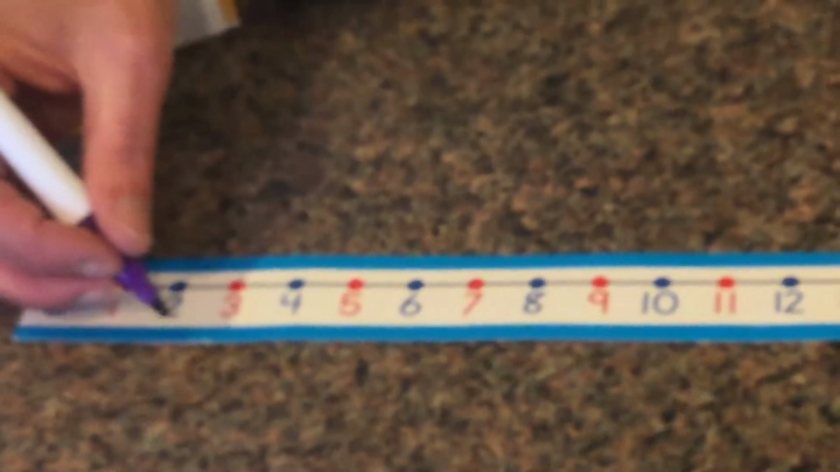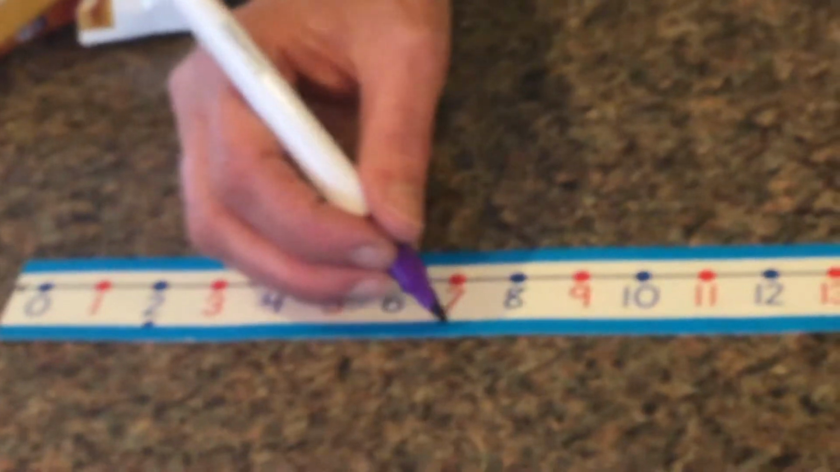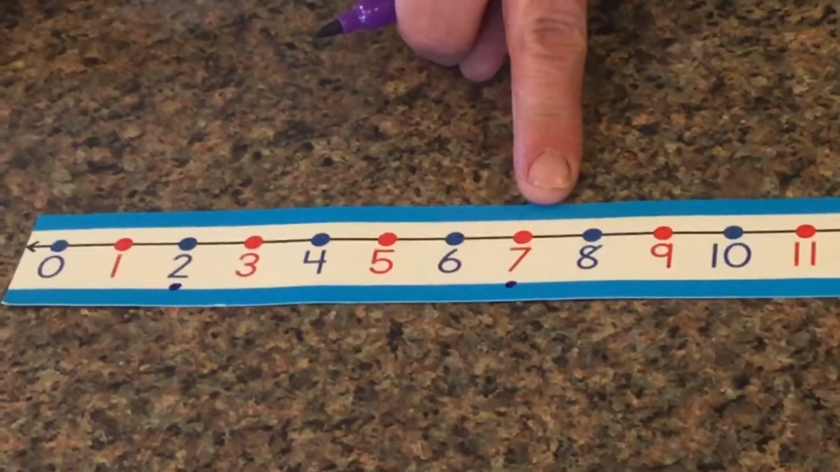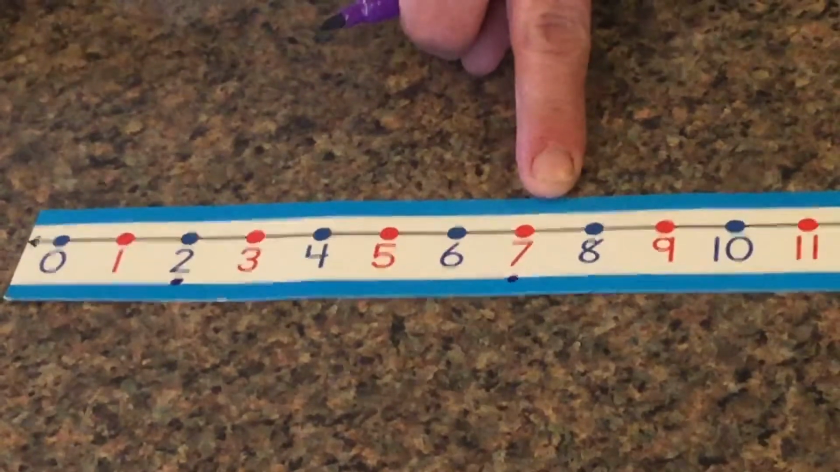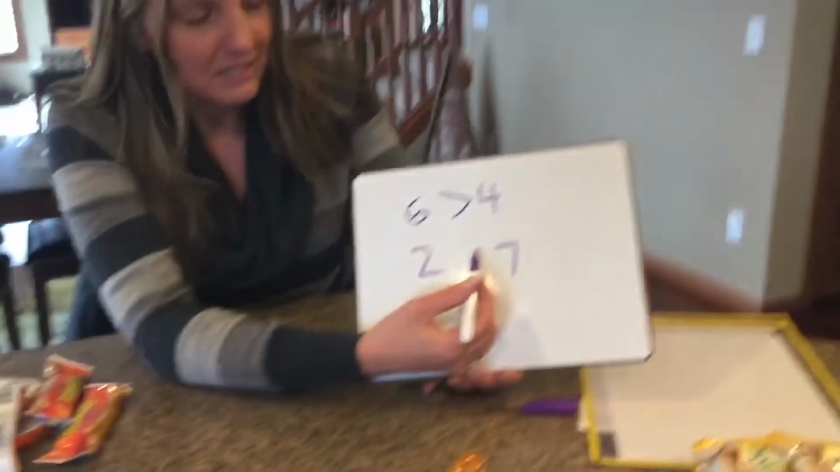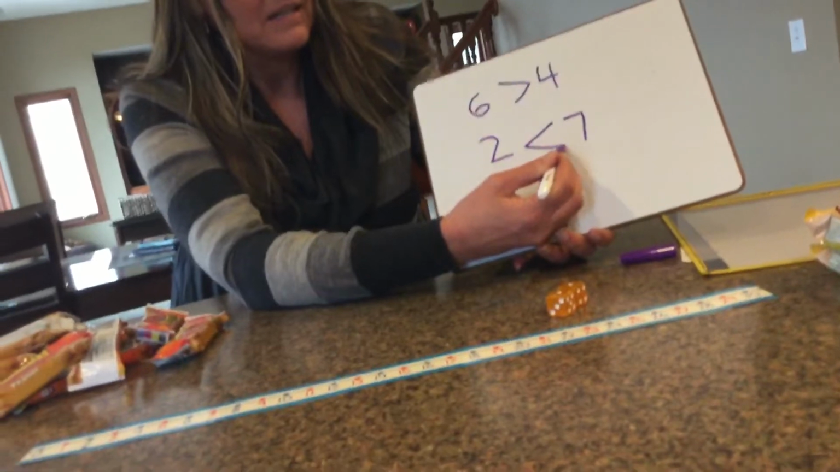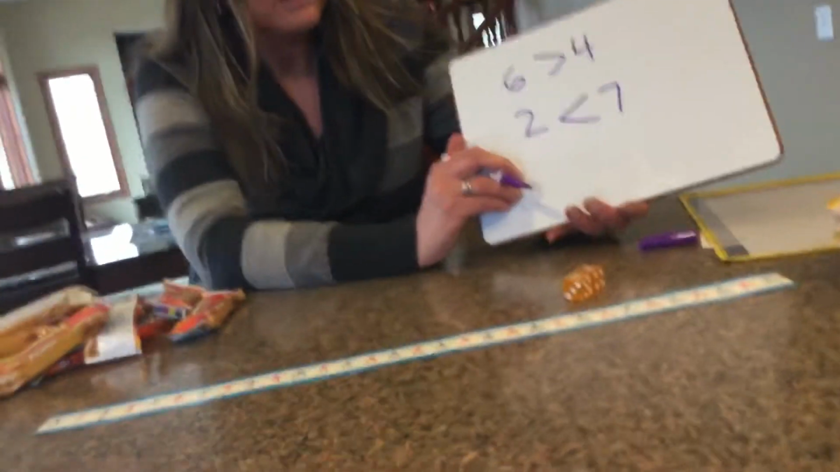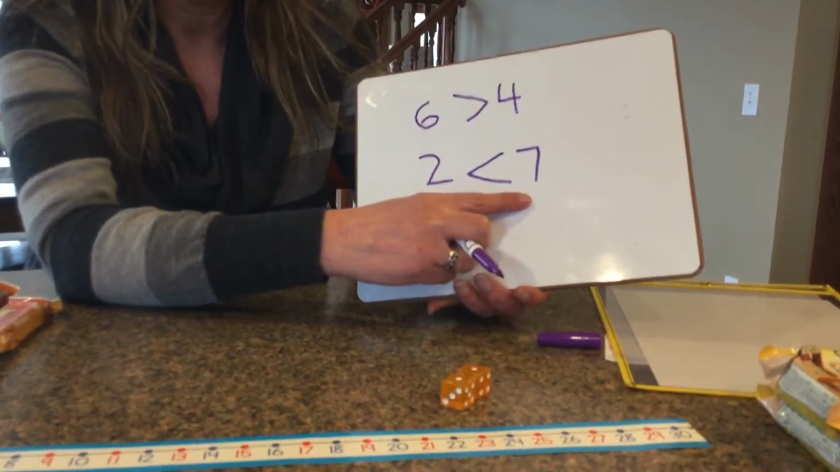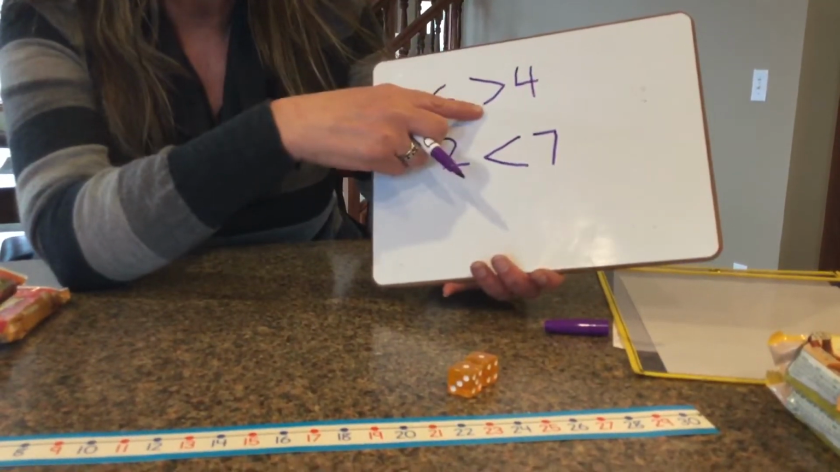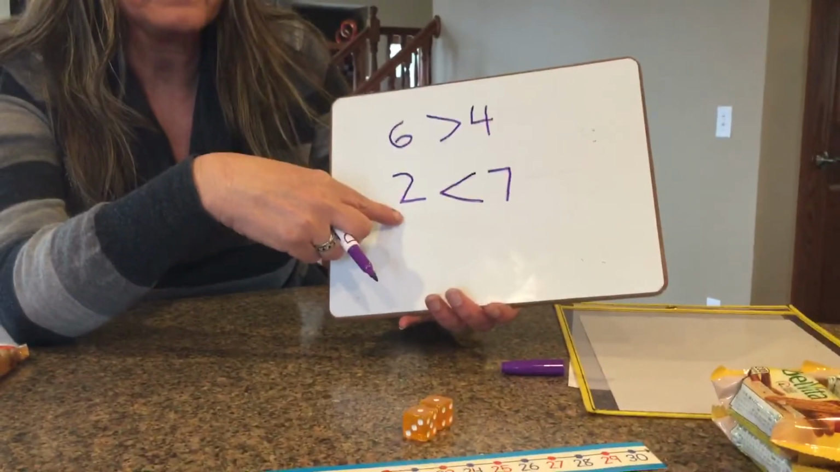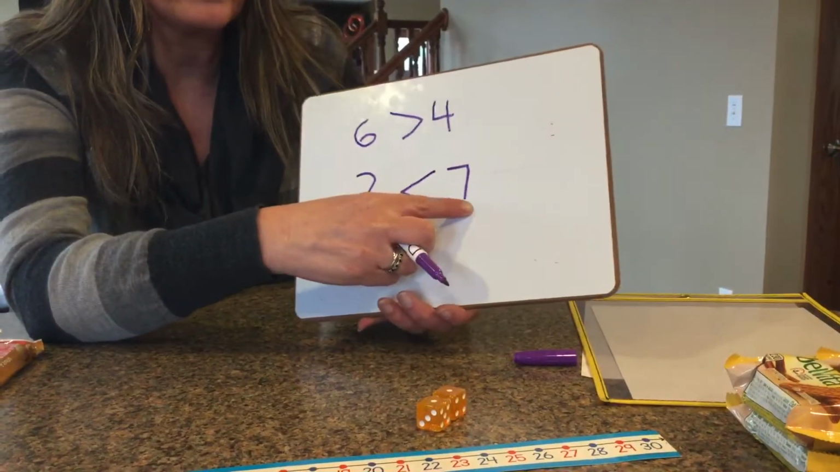I'm going to look at the 2 and put a little mark here. And I'm going to look at the 7. I'm going to look at which number is the farthest away from 0, and that's the bigger number, 7. So my alligator mouth right up here needs to face the 7. 2 is less than 7. 6 is greater than 4. And when we read it, we start on the left and we go all the way to the right.